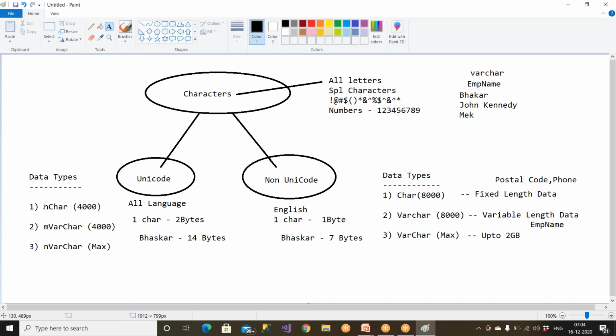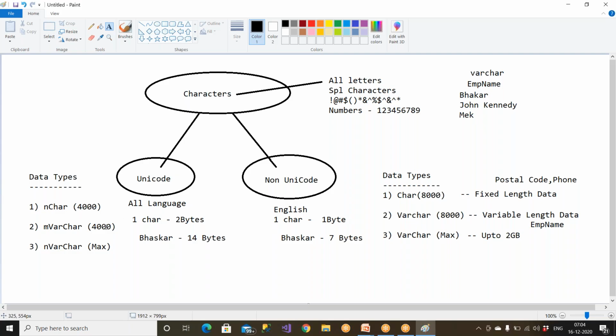Clear? So in this case, we have nchar 4000 and nvarchar 4000. Same rules apply. Nchar means fixed length data, and up to 4000 characters we can store. Why 4000? Because each character is going to be taking 2 bytes. 2 into 4000 characters, 8000 bytes. So that is the maximum page size. Clear? So it is half of this.